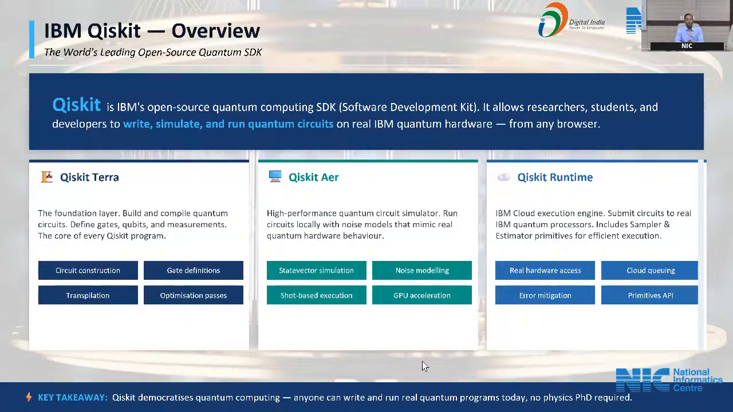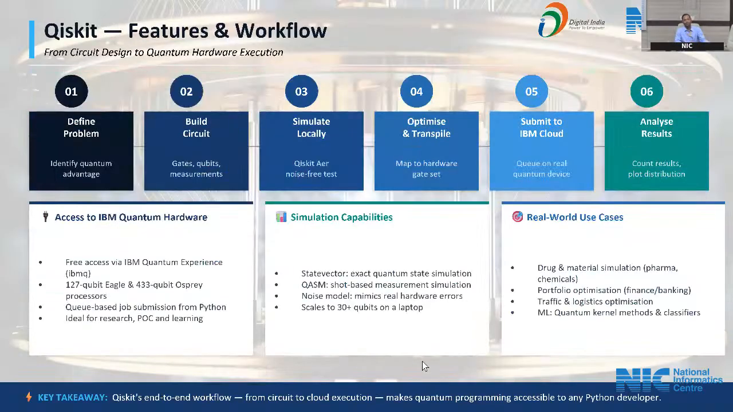So for that, we have to have a foundational layer, a simulator, because when we write, we have to run it. For that, a simulator is required. So for that, we have Qiskit Terra, Qiskit Aer, Qiskit Runtime. Any of these three can be used. What is the feature? How is it being used?